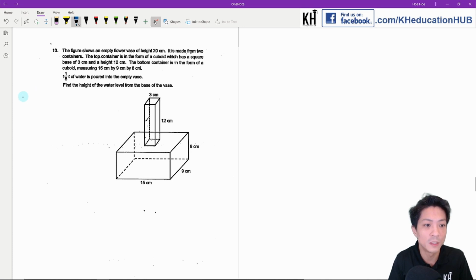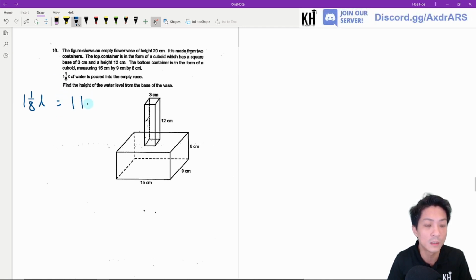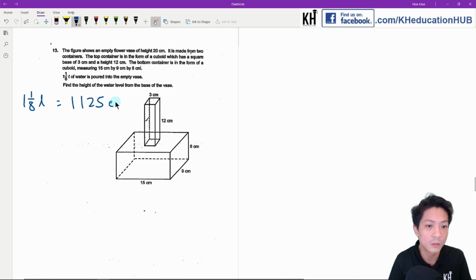First I'm going to convert the 1 and 1/8 liters into cubic cm. If you know how to do your conversion, this is basically 1125 cubic cm.